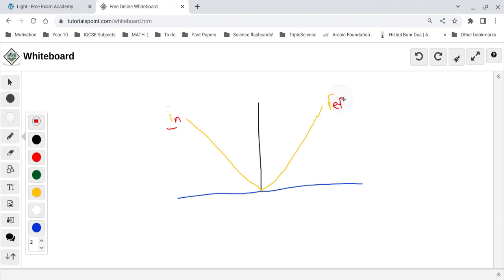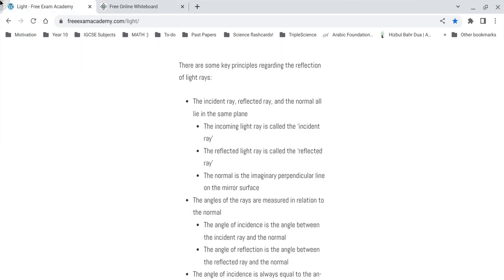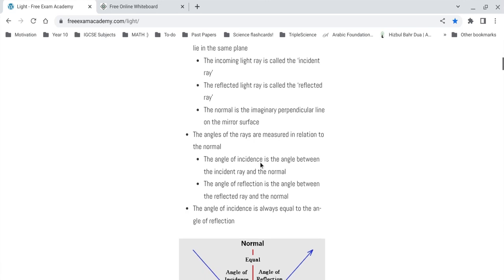Because obviously when something's reflected, it's not the first one. So you remember that the first light ray is the incidence. So this black line is the normal. This one is the angle of incidence. This one's the angle of reflection. And this is like the surface, and they're all on the same plane, as you can see. The incoming light ray is called the incident ray, the reflected light ray is called the reflected ray, and the normal is the imaginary perpendicular line on the mirror surface.